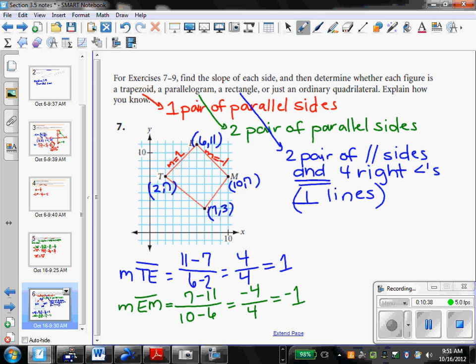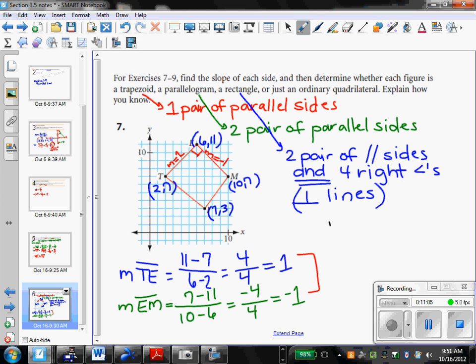So what does that tell me happens at vertex E? Hopefully you all can see, because these are negative reciprocal slopes, that at vertex E I have a right angle because of the perpendicular lines. Okay, so let's keep going. So far I have one right angle.